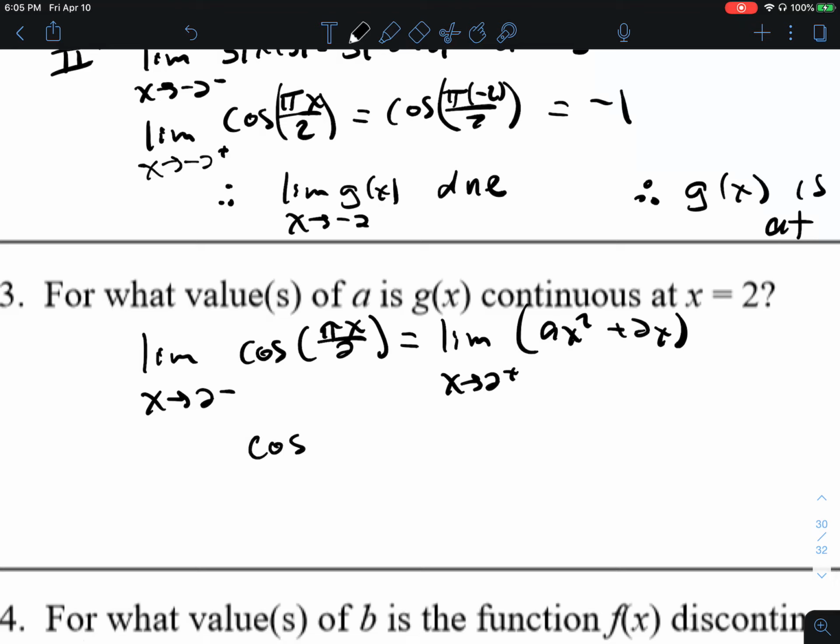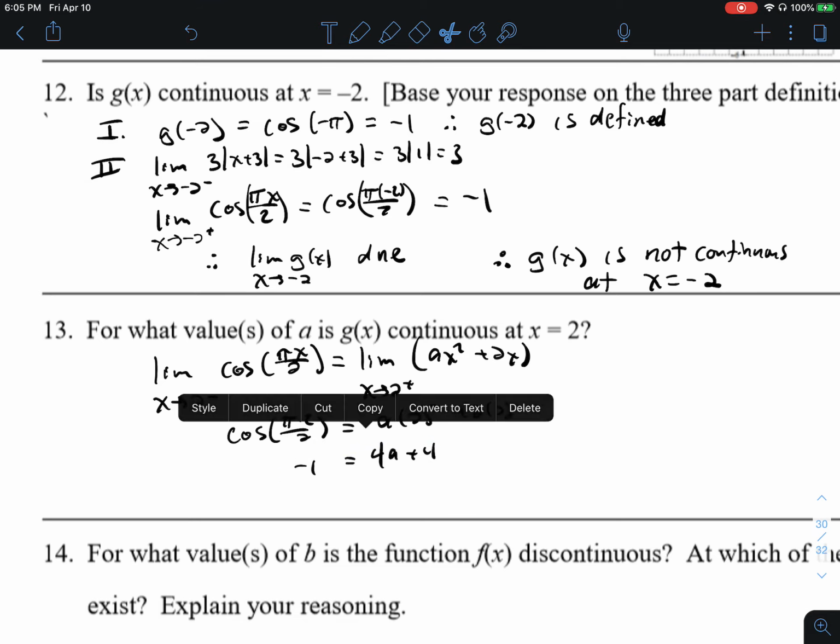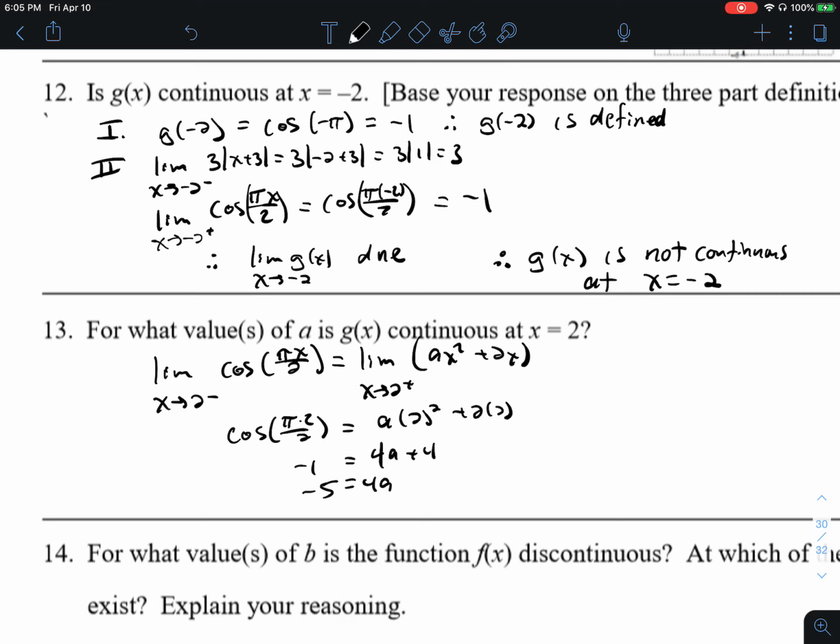Using substitution, we're going to have cosine of pi times 2 over 2, which is going to be -1, has to equal a times 2 squared plus 2 times 2. It's going to be 4a plus 4. And solving this, if I subtract 4 from both sides, I get -5. So I'm saying a has to be -5/4.